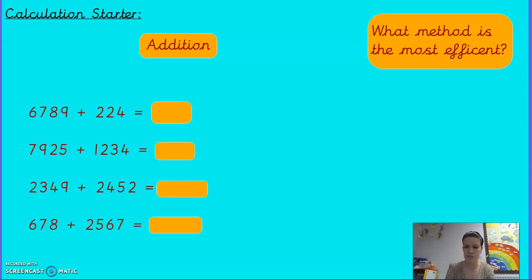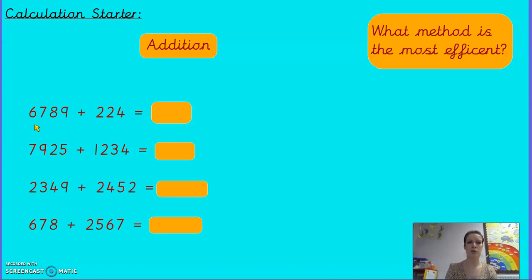Okay, welcome back if you were answering these questions. So the most efficient method you can use to help you solve these additions is your column addition. So you're ensuring that you line up your ones, tens, hundreds and thousands correctly. Make sure they're all lined up. So I'm going to go through the answers.